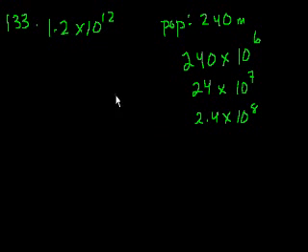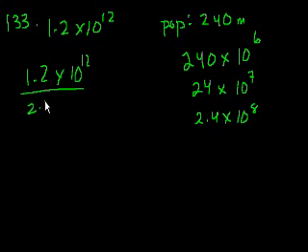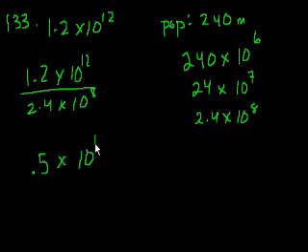So the per capita expenditure is going to be equal to the total annual expenditure, 1.2 times 10 to the 12th, divided by the population, 2.4 times 10 to the 8th. Let's see, 1.2 divided by 2.4 is equal to 0.5, exactly half of that, times 10 to the 12th divided by 10 to the 8th. You just subtract the exponents, that's 10 to the 4th.